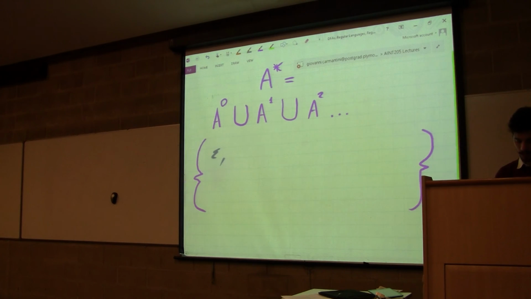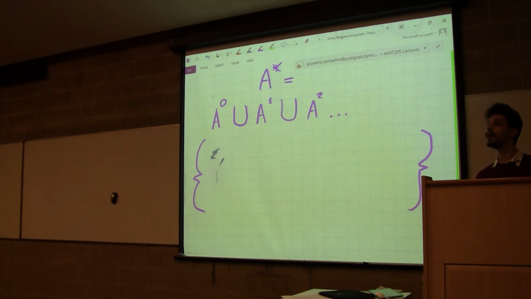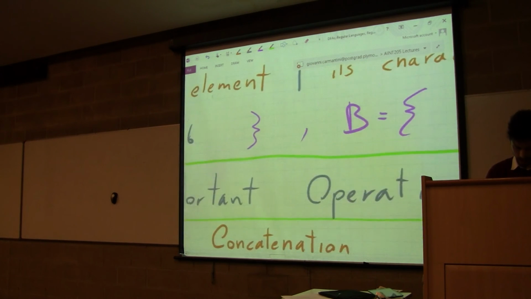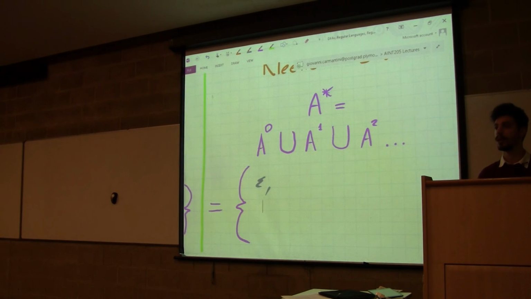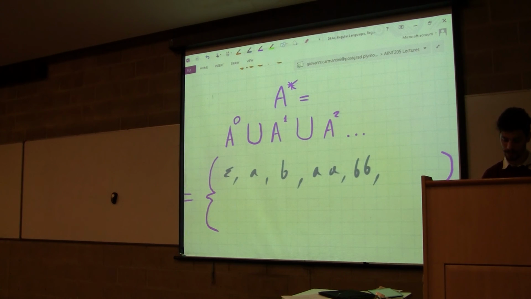Okay. A1. What's A1? Remember that A is AB, I think. Yes. So what's A1? AB. Exactly. What's A2? Almost. So you have AA, you have BB, but you also have AB and BA.